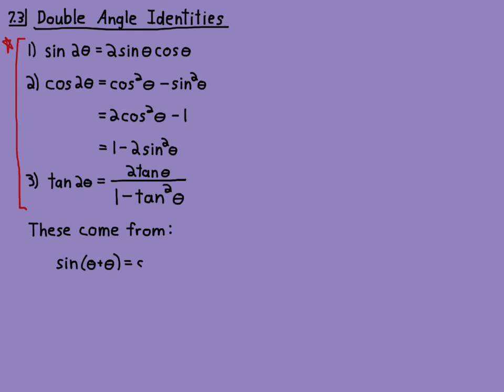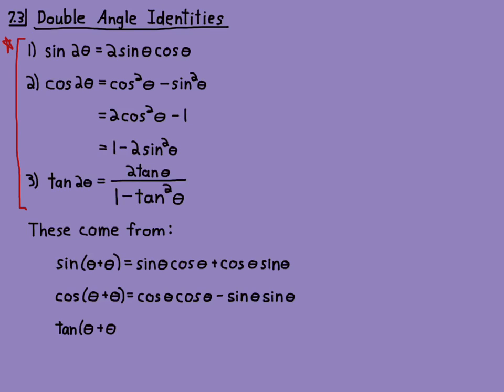As mentioned before, these come from the sum identities, and I'm showing you how here. Sine of theta plus theta equals sine theta cosine theta plus cosine theta sine theta. That's the same thing as 2 sine theta cosine theta. Cosine of theta plus theta equals cosine theta cosine theta minus sine theta sine theta, which is cosine squared theta minus sine squared theta. So that's a good way to remember that one. And tangent of theta plus theta equals tangent theta plus tangent theta over 1 minus tangent theta times tangent theta. And that's how you get this up here from here. See, it's the same thing.